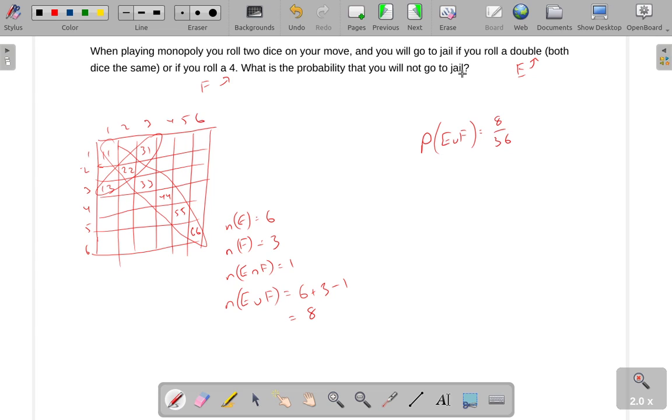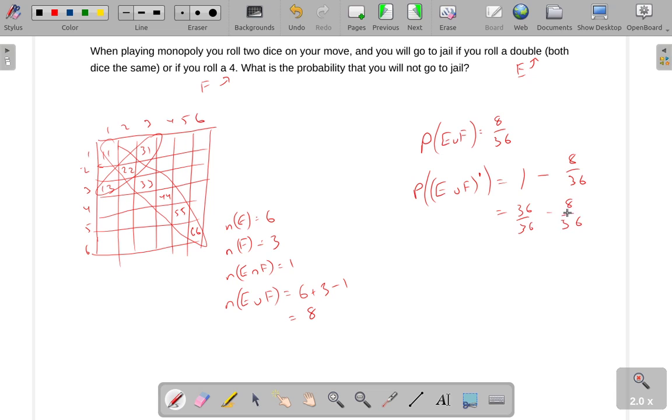We're being asked to find the probability you do not go to jail. We're trying to find the probability of E union F complement, and we're going to want to use our complement rule. It's 1 minus 8 out of 36. Recognizing that I want these both to be written as fractions, instead of calling that a 1, I'm going to call it 36 out of 36, minus 8 out of 36.